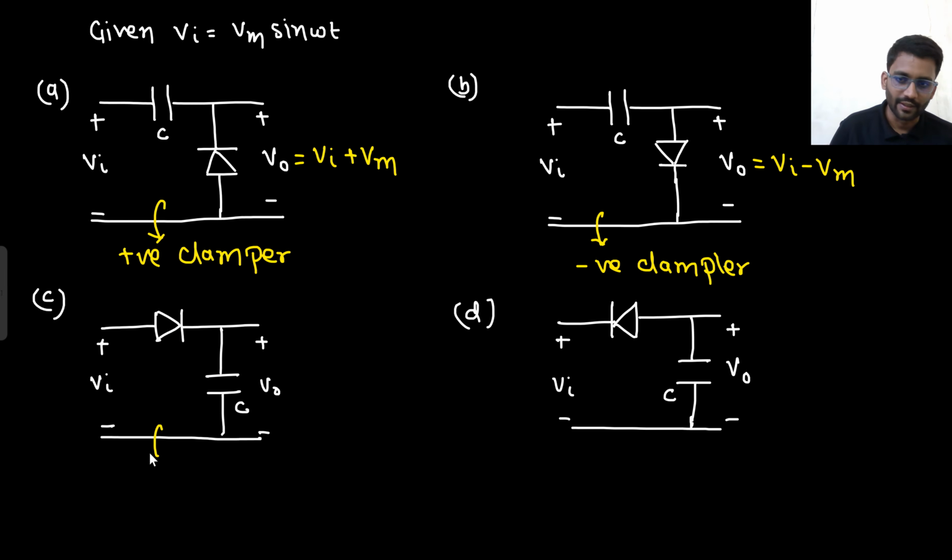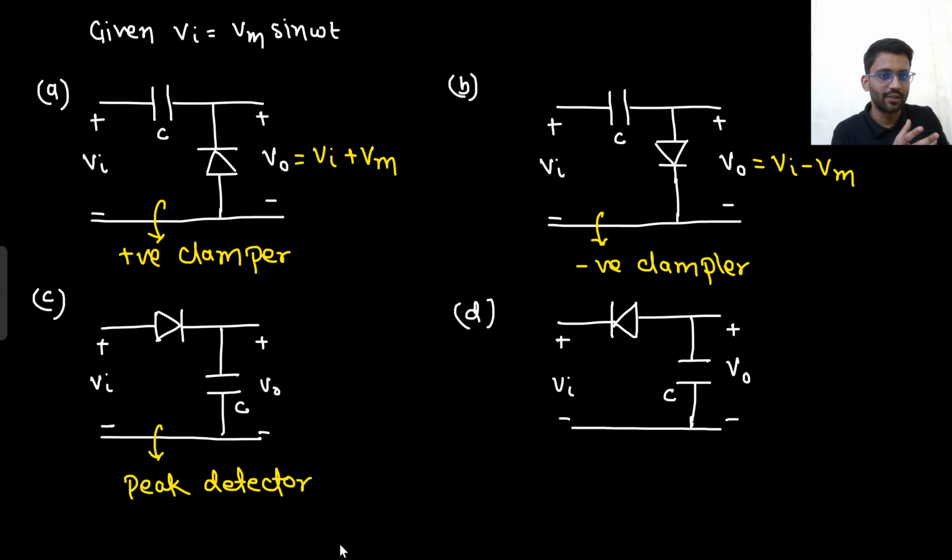This is peak detector. In this kind of circuit, whenever you see it, and if they are asking for the steady state output, your target should be to turn on the diode. That's it. If they are asking steady state output, your target would be how to turn on the diode. So to turn on the diode, you have to apply plus Vm, the maximum input voltage.